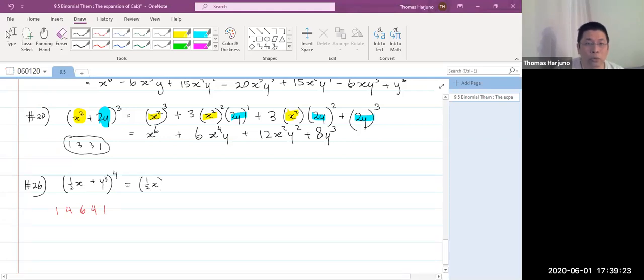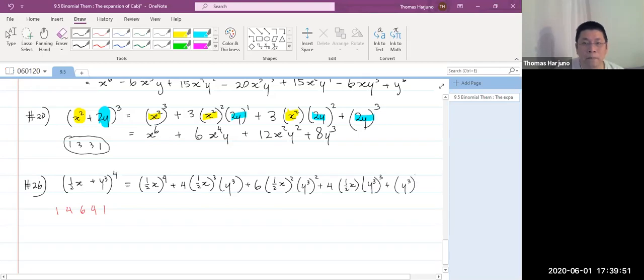Okay, let me start working on that too. This would be 1/2 to the 4th is 1/16 x to the 4th plus this is 1/2 x cubed y cubed plus 3x squared y to the 6 plus 2xy to the 9th plus y to the 4th. Okay, right?